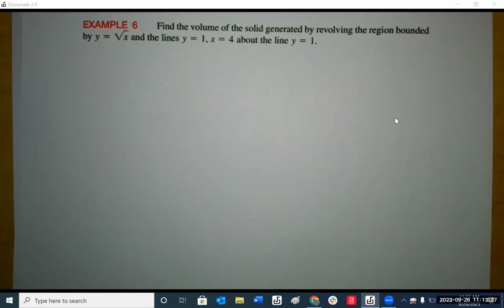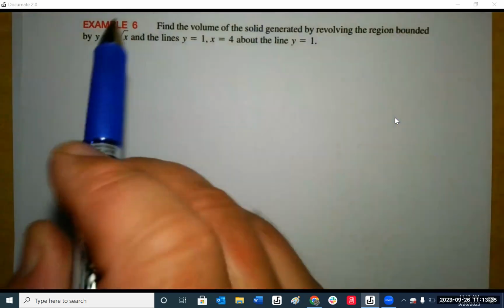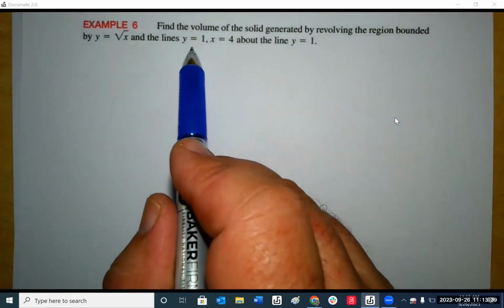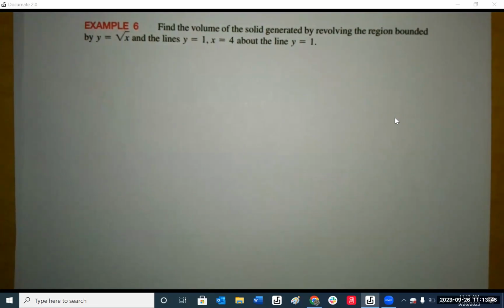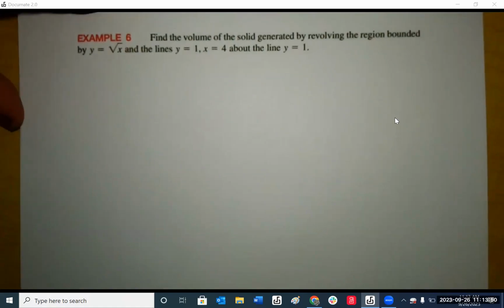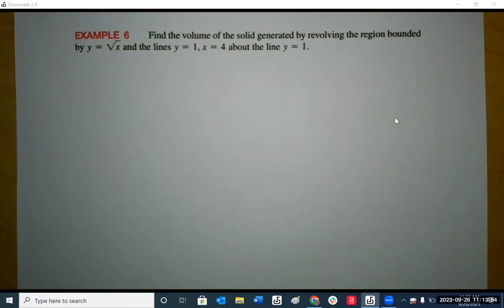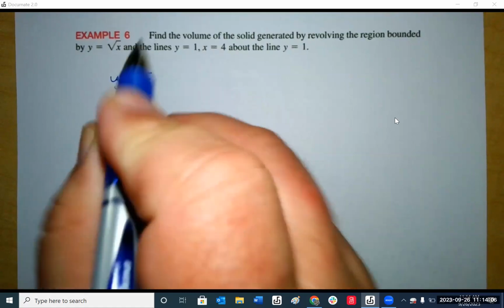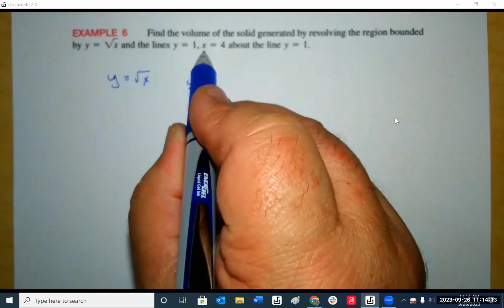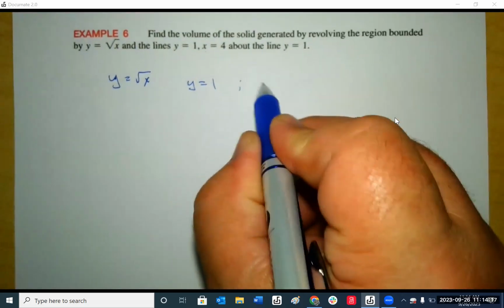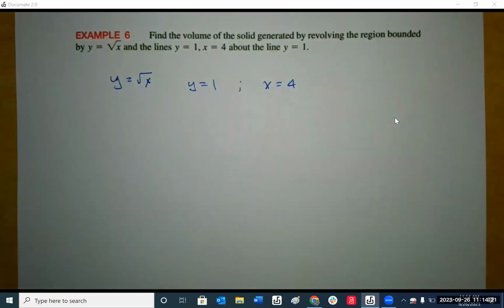Okay, number 6. Find the volume of the solid generated by revolving the region bounded by y equals radical x and the lines y equals 1, x equals 4, about the line y equals 1. Okay.